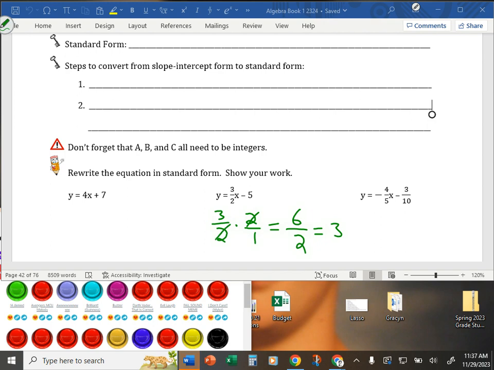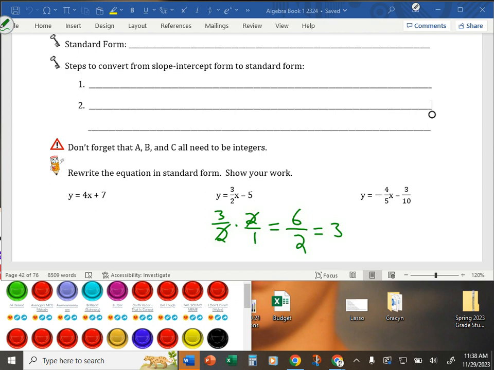Okay, the 2's end up canceling out and you're left with 3 over 1. So to undo any fraction, to turn any fraction into an integer, you multiply by the denominator of that fraction. But since we're dealing with an equation, if we multiply one thing by something, we also have to multiply everything else by that something too. Otherwise, the value of the equation is going to change.